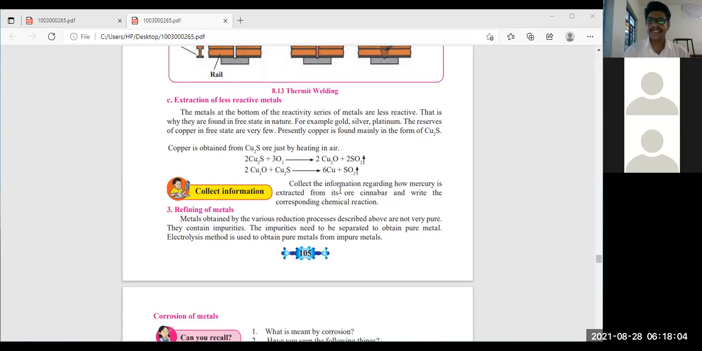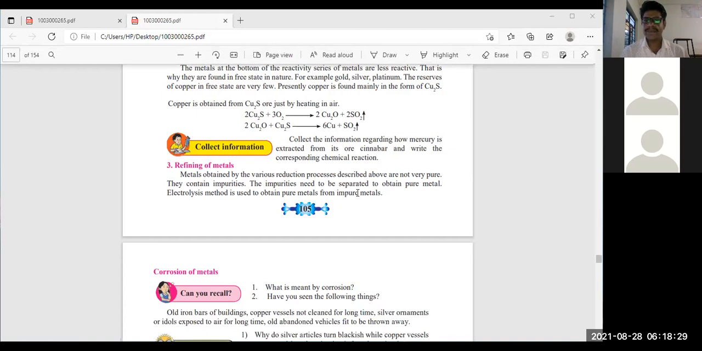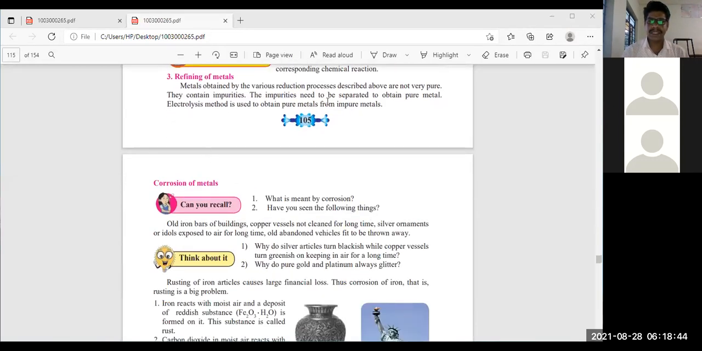So refining of metals means from impure metal we have to obtain the pure metal. That process is called refining. Refining is done by various processes like reduction, but the metals obtained are not very pure. They contain impurities like sulfides, oxides, soil, sand, rock. These are all impurities, and we have to separate them. When they are present with impurities, at that time we have to use the electrolysis method. With the help of electricity we obtain the pure metals, and that process is called the electrolysis method.